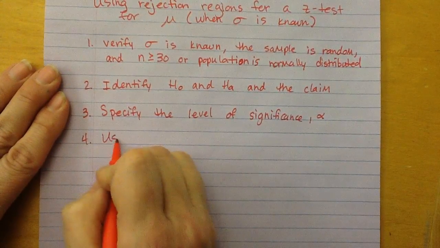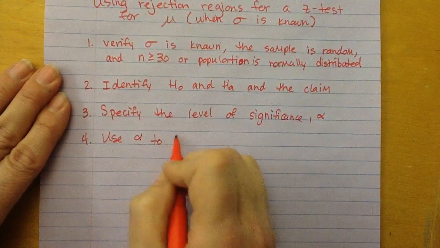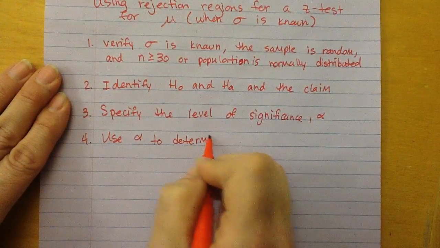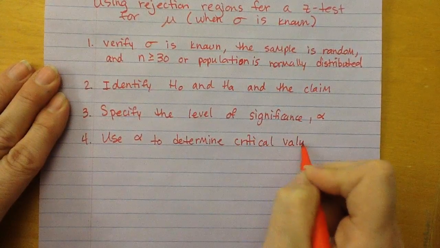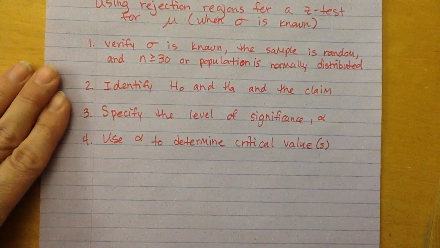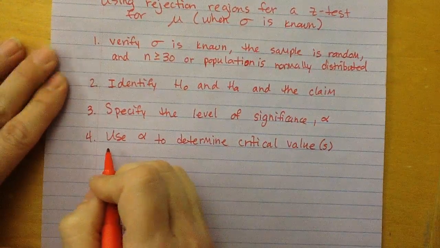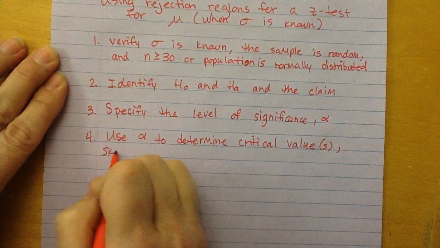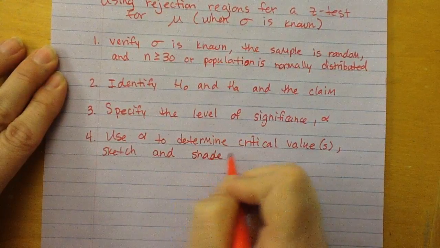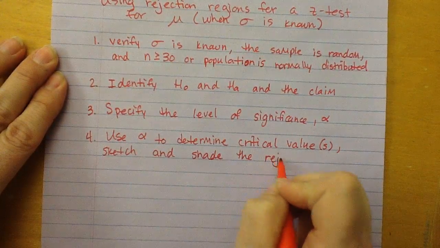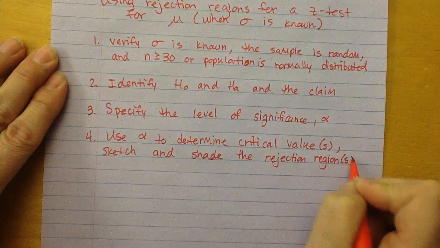Step 4, this is where it gets different from what we did before. You use alpha to determine critical values or critical value. There's only one if it's a left-tailed or right-tailed. There's two if it's a two-tailed. And we are going to sketch and shade the rejection region or regions if it's two-tailed.